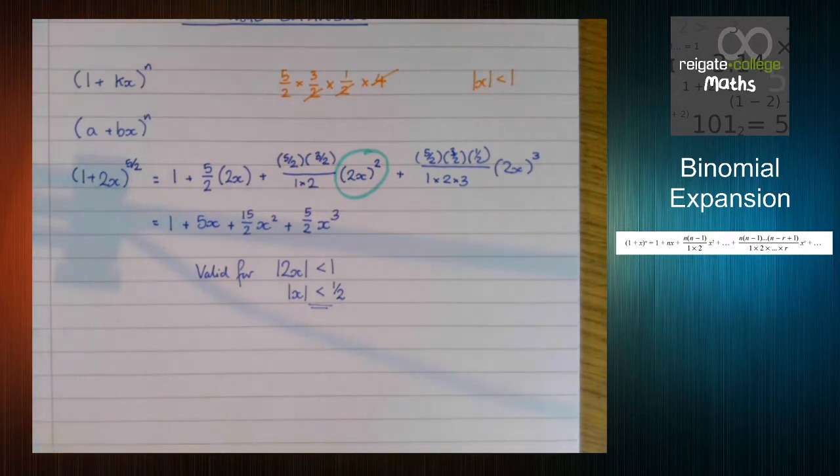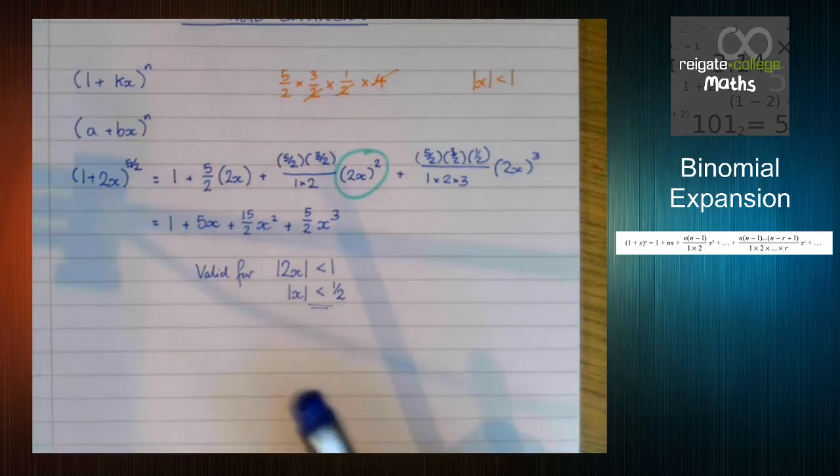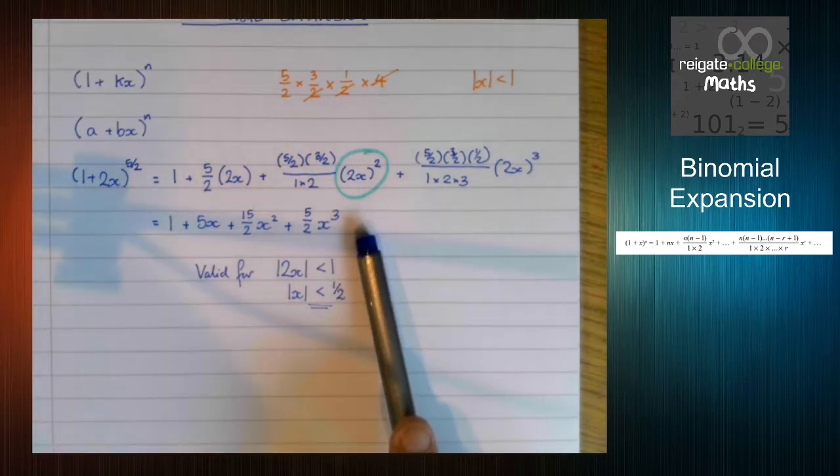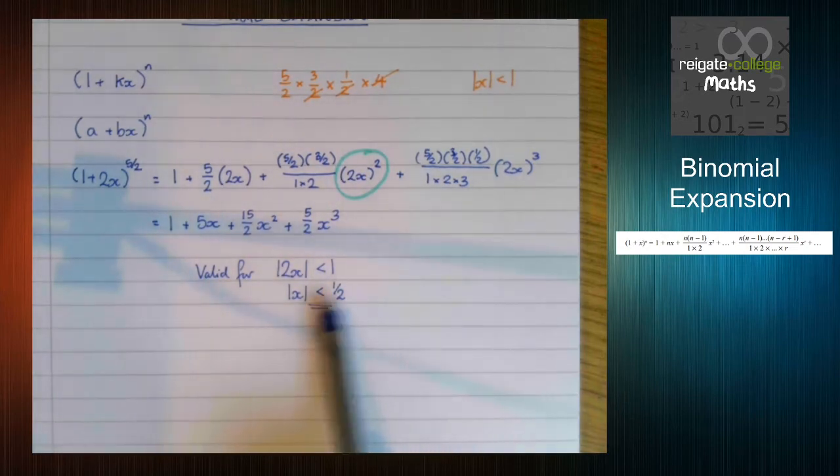So unlike before, if we had x is say 0.7 and we were trying to use this to get an approximation for something, this expansion would not be valid. If we had x is minus 0.3, it would be, because x is between minus a half and a half. And that's it. As I said, this extension is not too onerous. It's not too much extra on top of what we've already done.